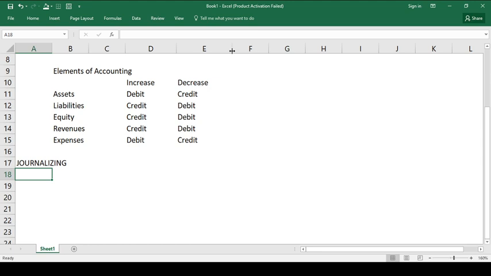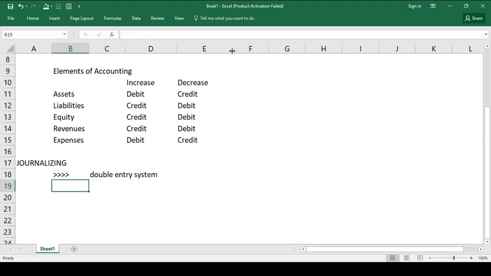Again, journalizing is the process wherein we formally record the transaction or the accountable transaction of an accounting entity. That is journalizing. Under journalizing, we follow the what we call this system, yung double entry system.